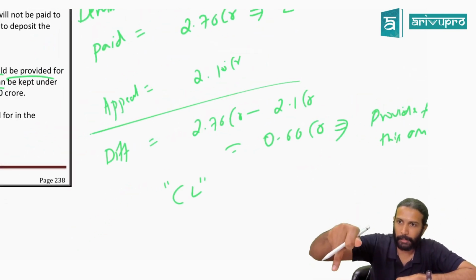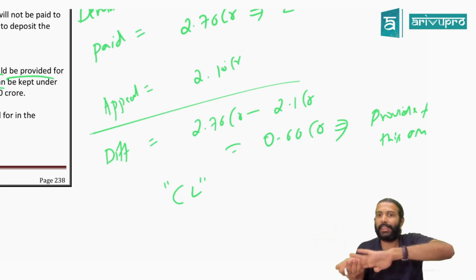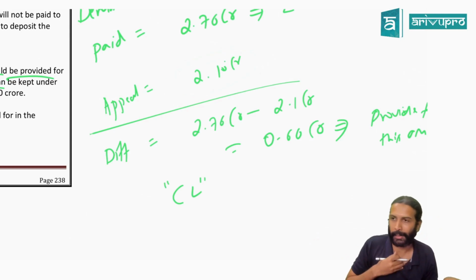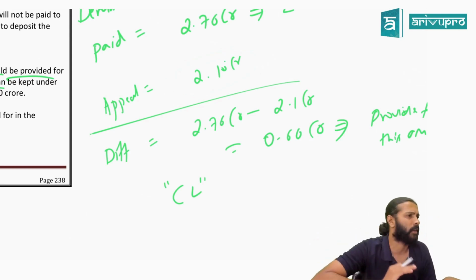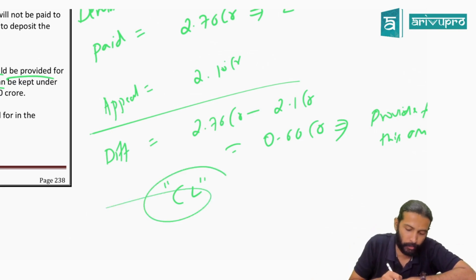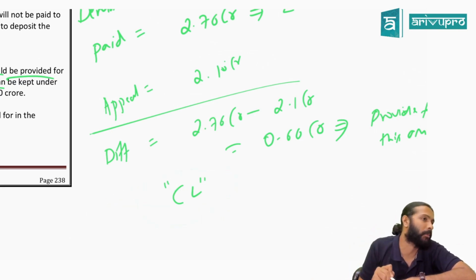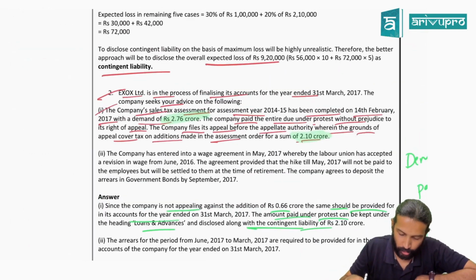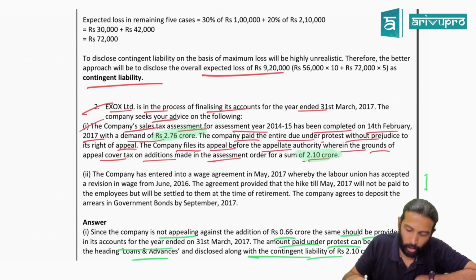You went for appeal. That means you may win the case or you may lose the case. But since the company has gone for the appeal, what does the company feel? They have a strong case of winning. That means you need to either make a provision for this or disclose it as a contingent liability. Contingent liability. That's the reason. This question has one more summary. Let's quickly do that also.